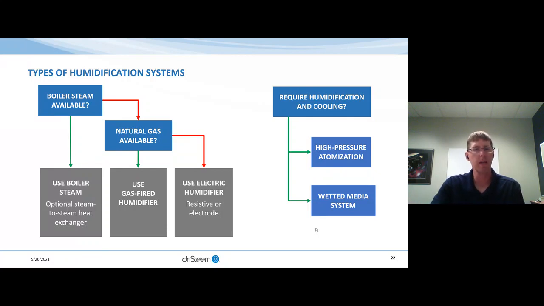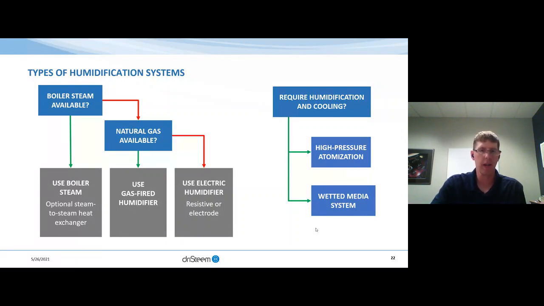And maybe it's thinking about whether I need cooling and humidification. Do I need a server room, as an example? In that case, I can take advantage of both by using a different type of product, not just a steam system but a water-based system. That could be using atomization or wetted media. So it really depends on what the goals are for humidification and what energy sources are available to get started with it.